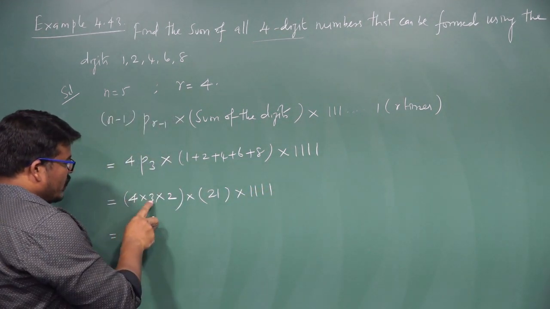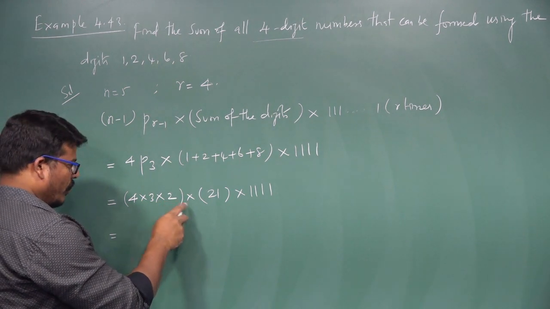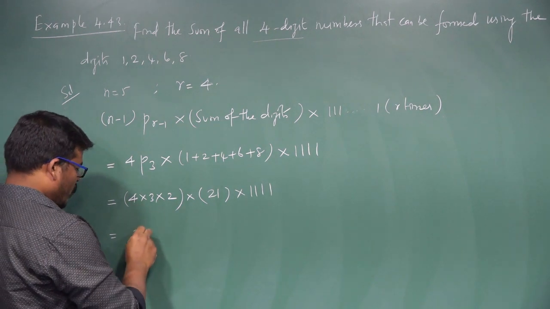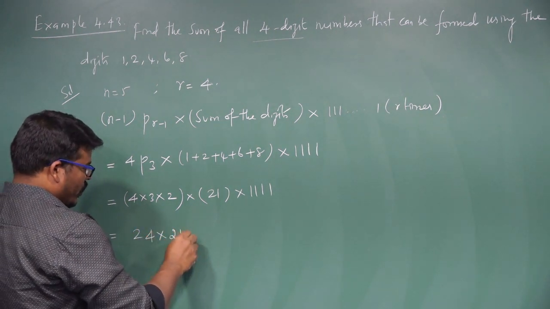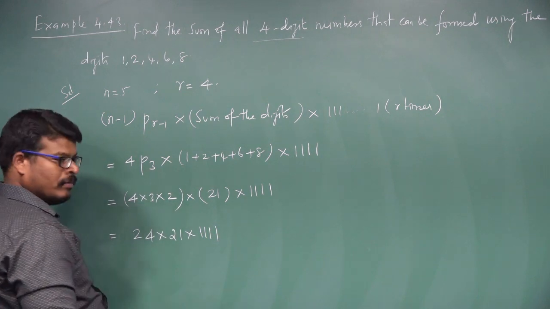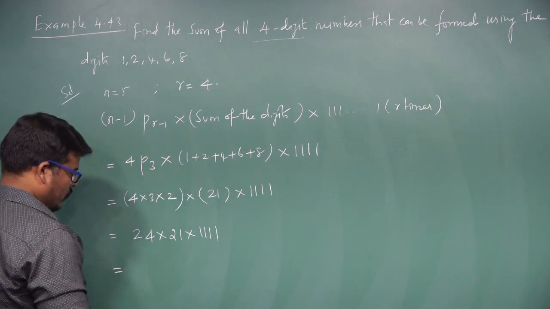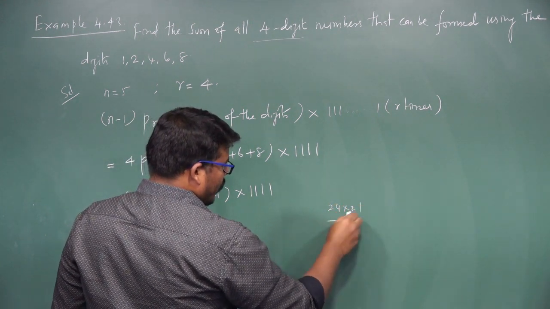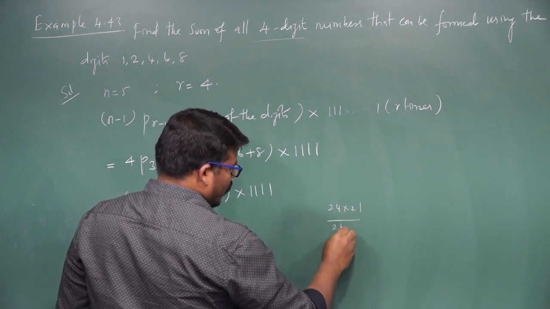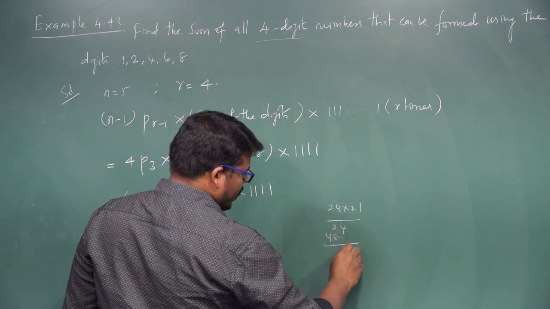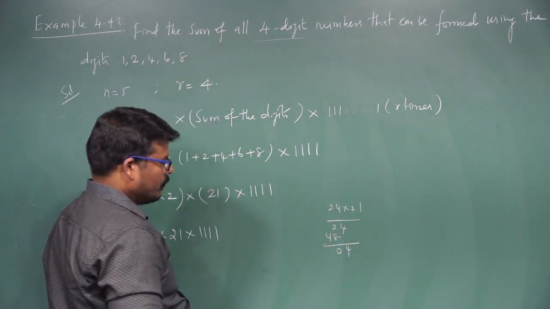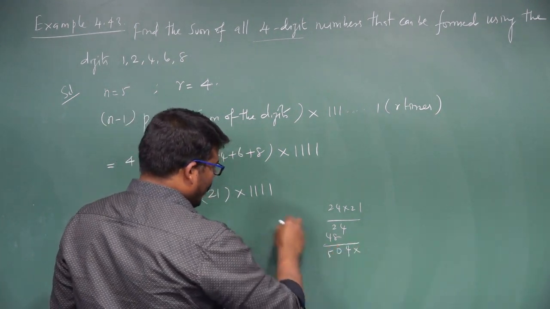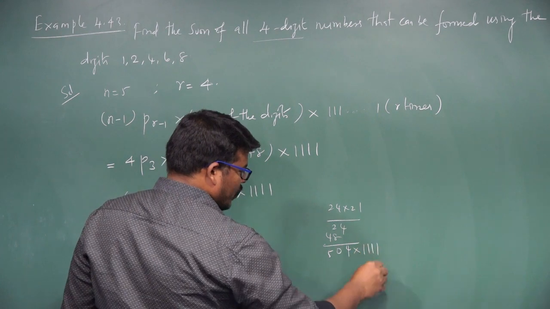Multiply: 4 3s are 12, 12 into 2 is 24. Then 24 into 21 into 1, 1, 1. Multiply the value 24 into 21: 24, 24, 48, that is 40,405. Next multiply by 1, 1, 1.